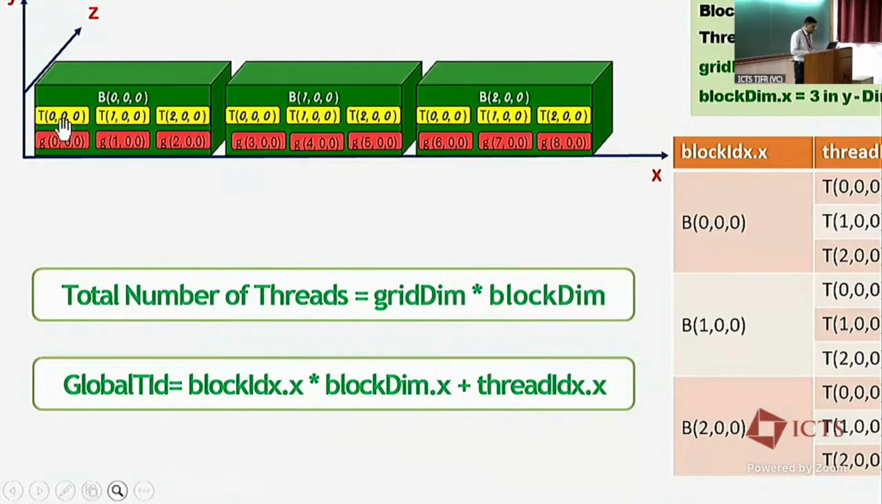Suppose we consider the first block: this is thread 1, thread 2, thread 3. These are the local IDs for block 1. Suppose we consider block 2, it has 3 threads, T1, T2, T3. These are the local IDs for that block. And in the third block, we have T1, T2, T3. These are the local IDs for those blocks. In CUDA, we have to identify the global thread IDs, and for that we use this formula, right?